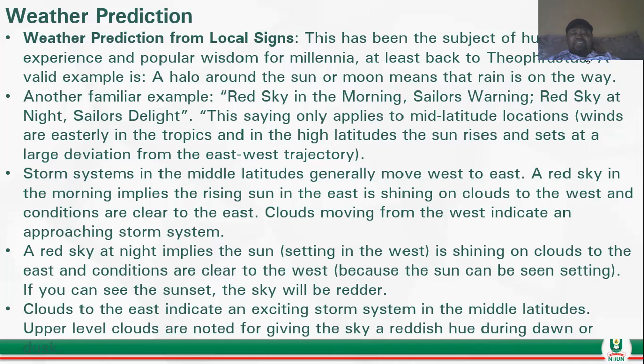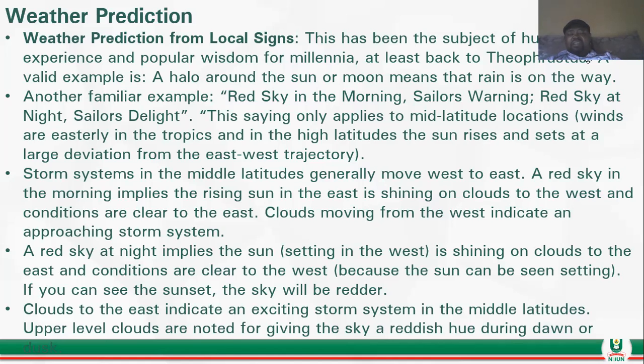Winds are easterly in the tropics, and in the high latitudes, the sun rises and sets at a large deviation from the east-west trajectory. Now, storm systems in the middle latitude generally move west to east.